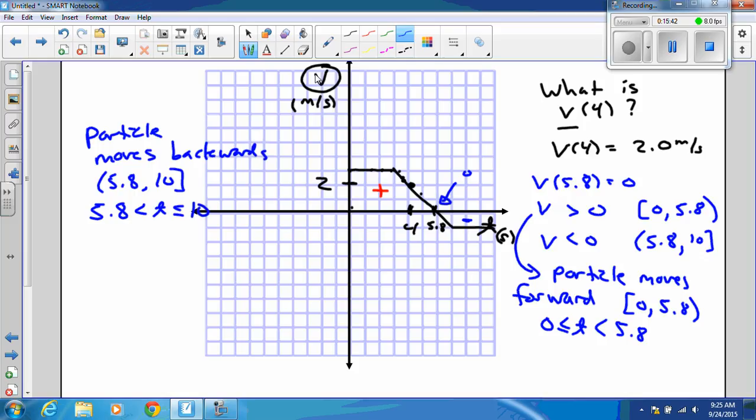Okay. It's all about your reference frame. Whichever way is positive, that's what positive velocity means.